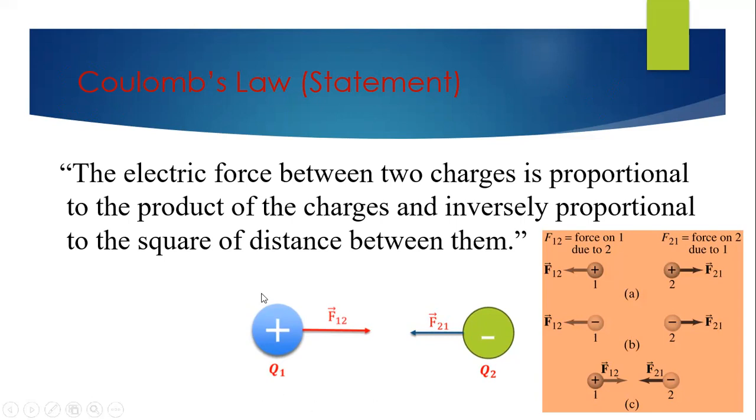Here F with subscript 12 denotes the force exerted by charged particle Q2 on charged particle Q1. Similarly, in the first case, if both charges are positive, they will repel each other. In the second case, if both charges are negative, again they will repel each other. But if we have one positive charge and the other negative charge, they will attract each other by applying this force. F12 is the force applied by charge Q2 on charge Q1, and this force F21 is the force applied by charge Q1 on charge Q2.